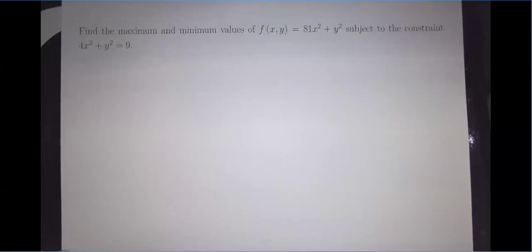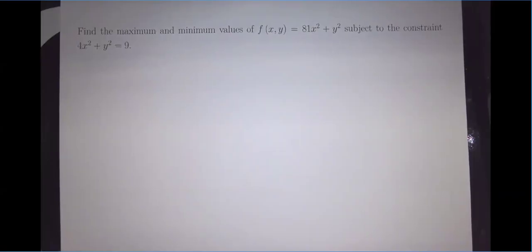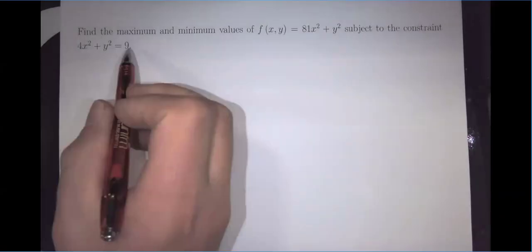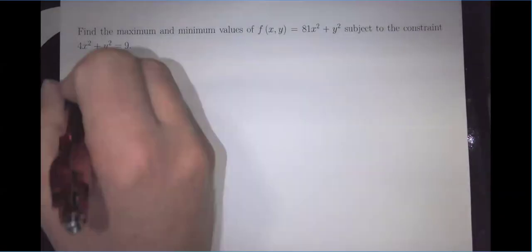Here we want to find the maximum and minimum values of a function f of x and y equals 81x squared plus y squared, subject to the constraint 4x squared plus y squared equals 9. Okay, so here we know that we need to satisfy, obviously, this 4x squared plus y squared equals 9.